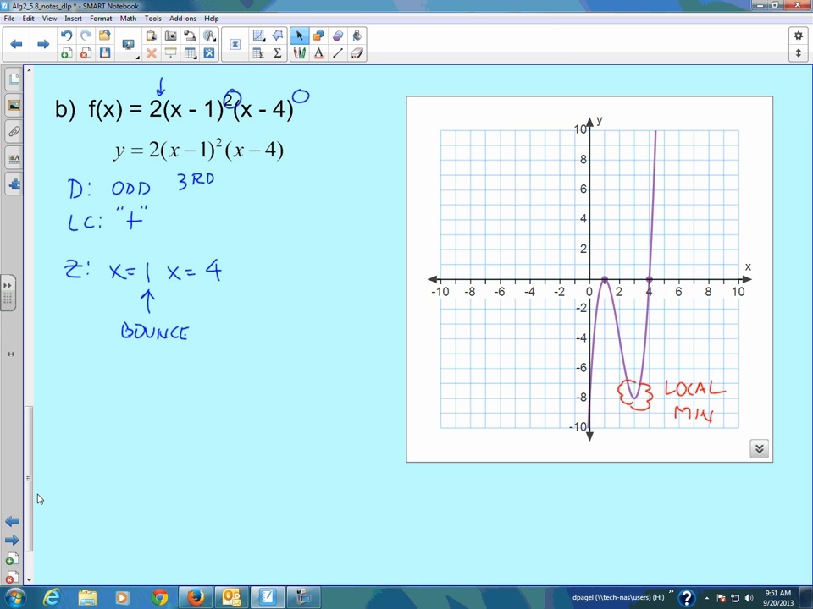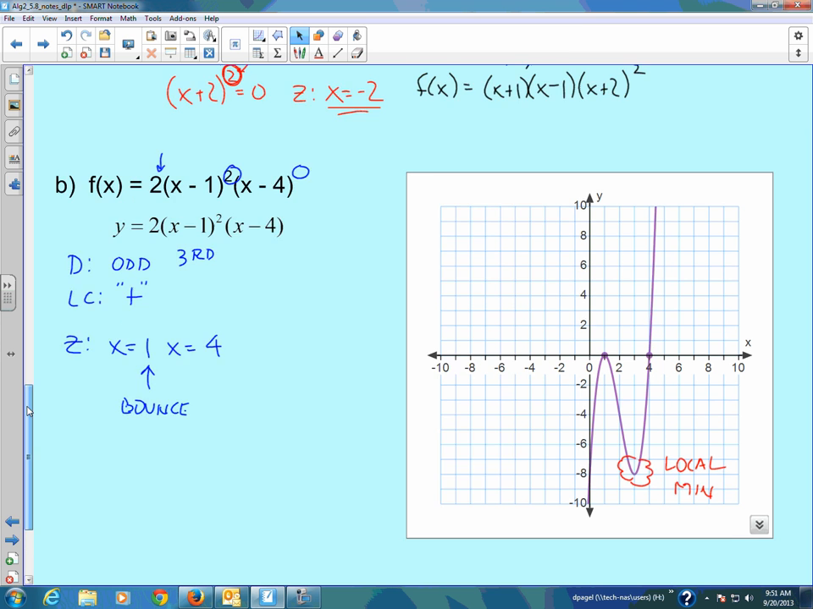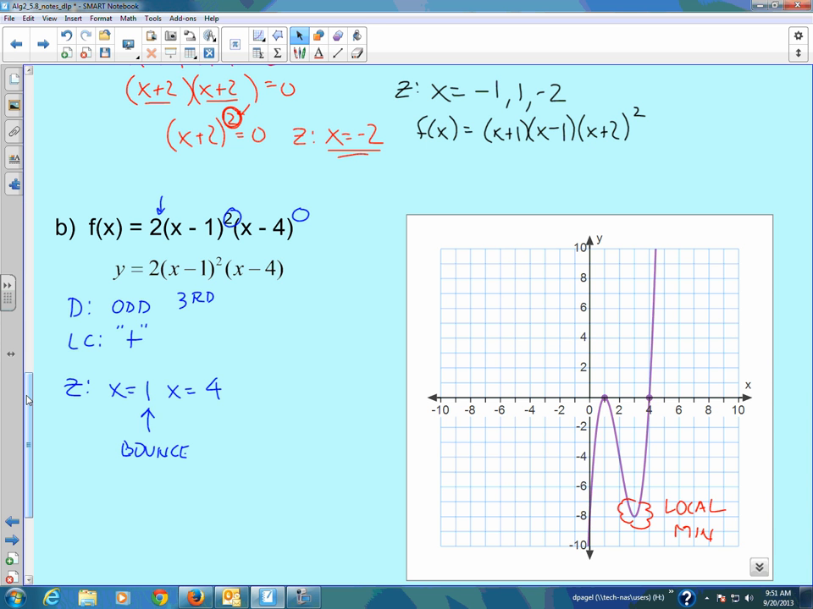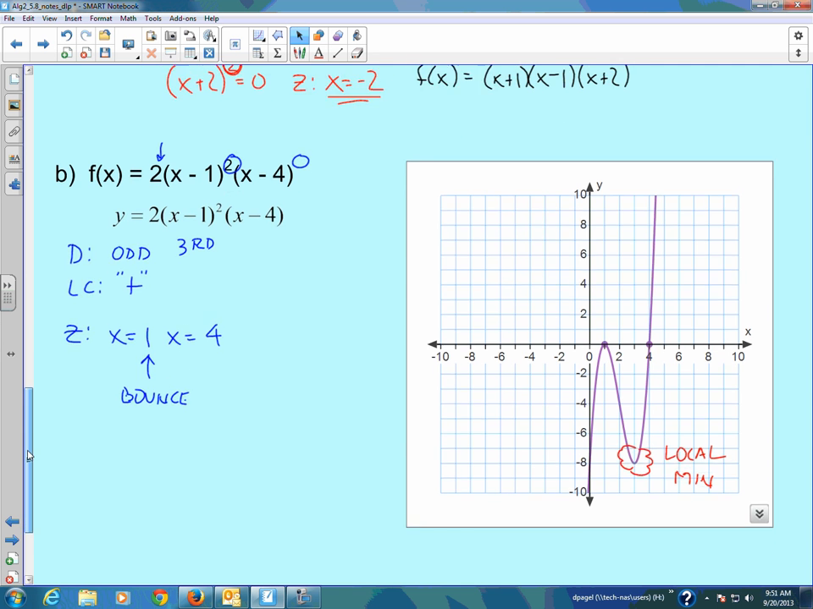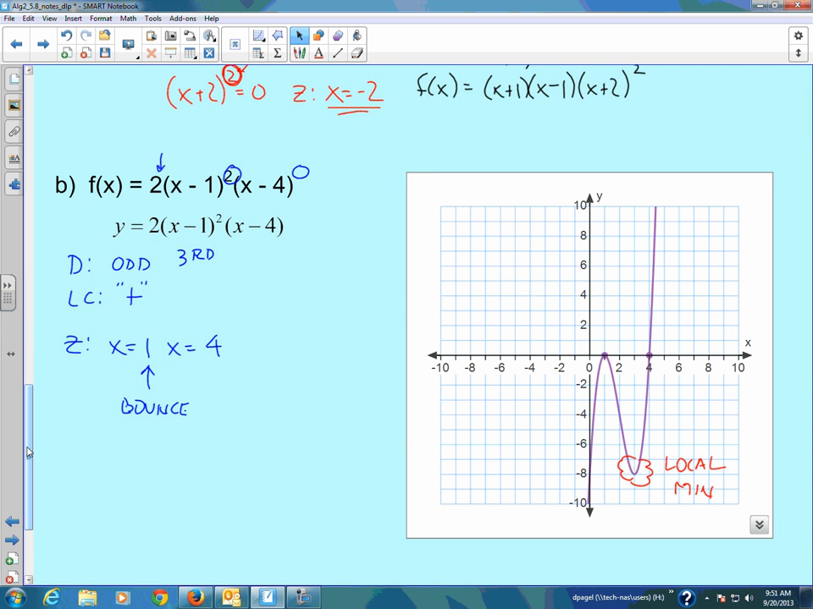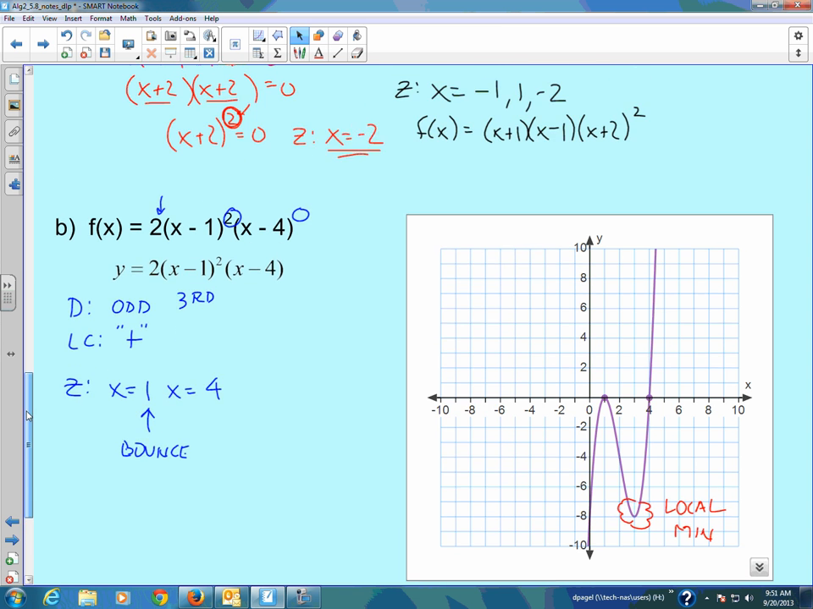So one way I could check that is I could put a 3 in for x and see what I get for y. So 3 minus 1 squared, 2 squared is 4, 4 times 2 is 8, and 8 times -1 is -8. So yeah, it looks like it's 3, -8 is where that local maximum or local minimum would be occurring there, just simply by testing the point. All right, so there we are with our graphing components.